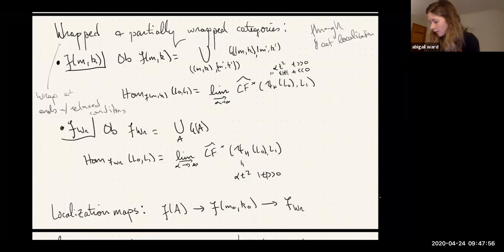But the last thing I want to say is that these two Lagrangians have infinitely many intersection points. And so I need to complete the Floer complex. So this is some completion. That's what I mean by this hat.